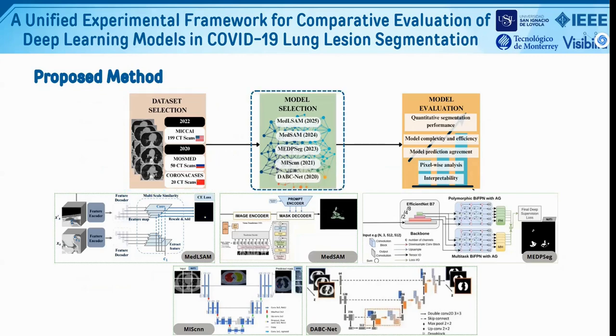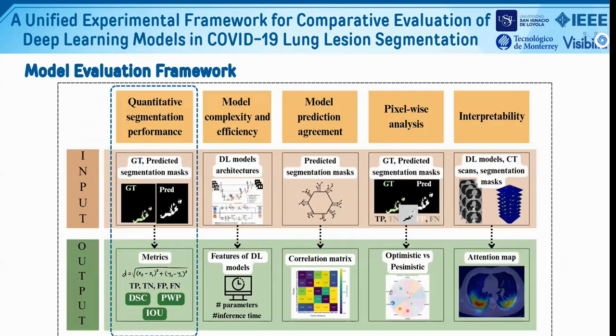The second phase involves selecting models based on code availability and the diversity of architectures developed between 2020 and 2025. There are 5 selected models: DAPSenet, MISNN, MEDPSEC, MEDSAM, and MEDLSAM. The model evaluation framework involves performance analysis on the following aspects.